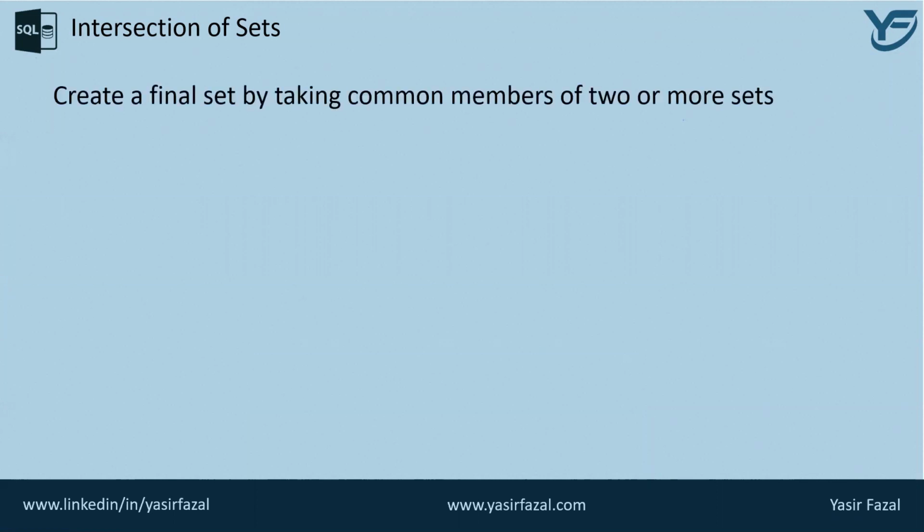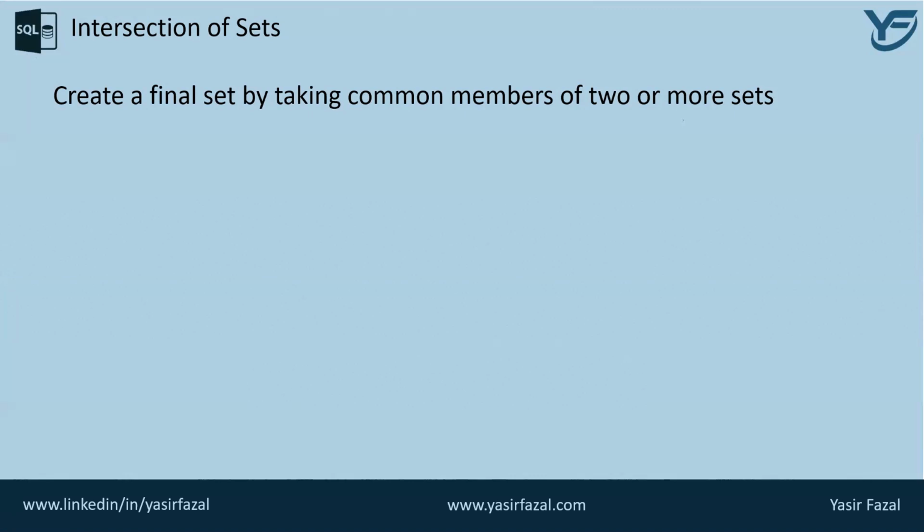It means you need to create a final set by taking common members of two or more sets. So here you can assume that in order to get the intersection, you should always have two sets at a minimum level. You may have more sets as well, but a minimum of two is the requirement.